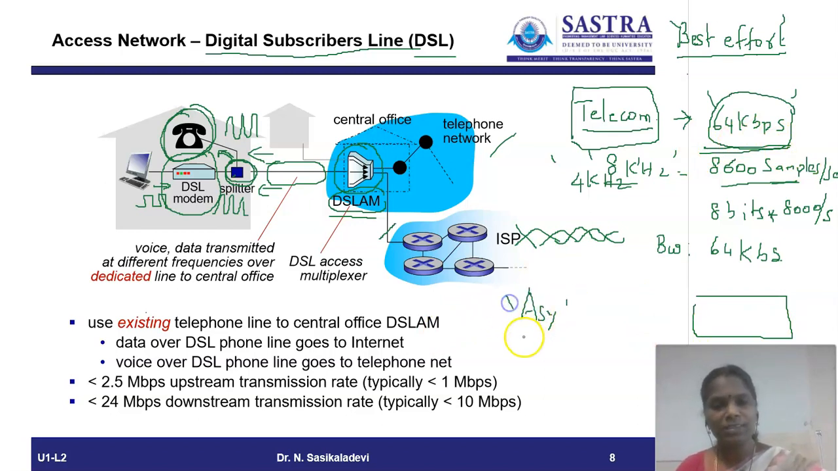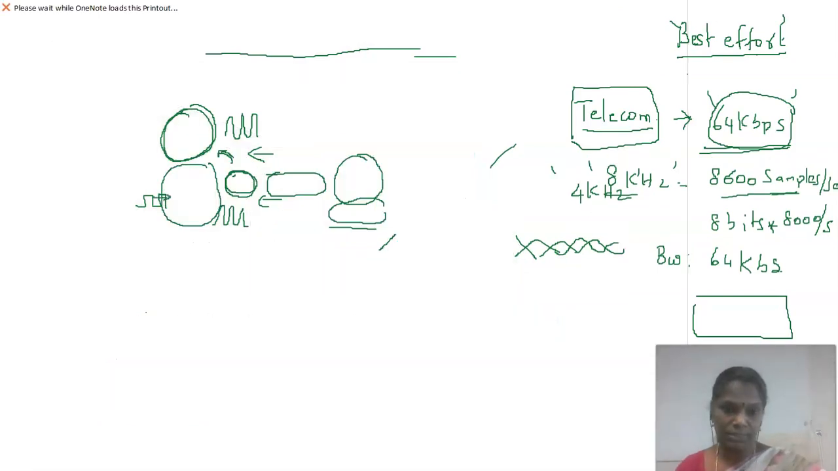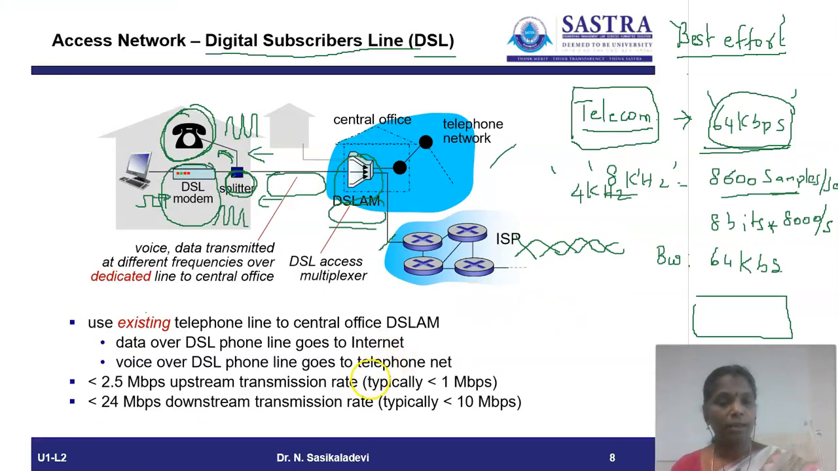What is asymmetric access? For uplink, the transmission rate is typically around 1 Mbps. But for downlink, you may download an entire video file or audio file. So for normal internet access, the downlink transmission rate should be high compared to the uplink transmission rate. Uplink means what you are transmitting out of the pipe.